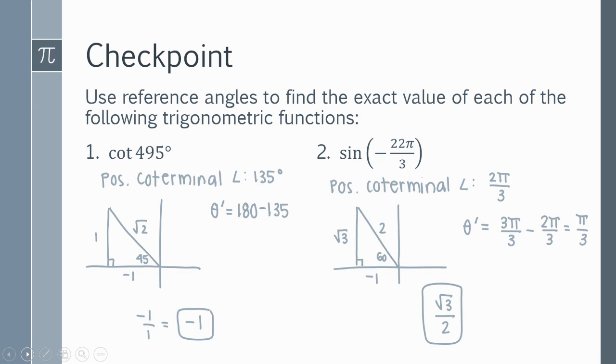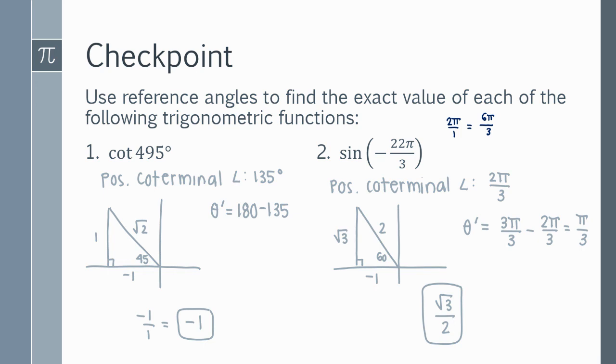Negative 22 pi over 3, I found a positive coterminal angle. Remember, I have to add or subtract 2 pi, which if I think about it, 2 pi turning into a denominator of 3 turns into 6 pi over 3. So I had to add 6 pi over 3 4 times in order to get to a positive value, which gave me a positive coterminal angle of 2 pi over 3. That fell in the second quadrant, which is closer to that 3 pi over 3 than it is to the 6 pi over 3. So that's why my reference angle turned into pi over 3.